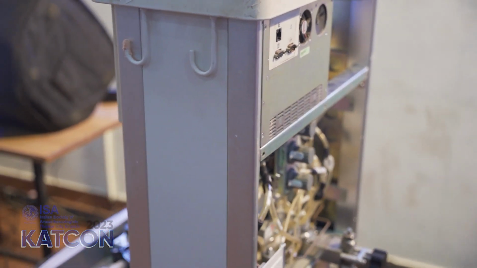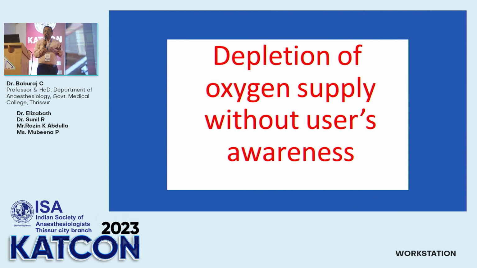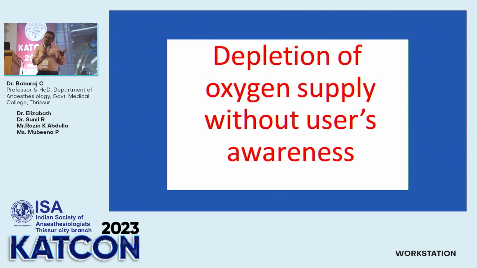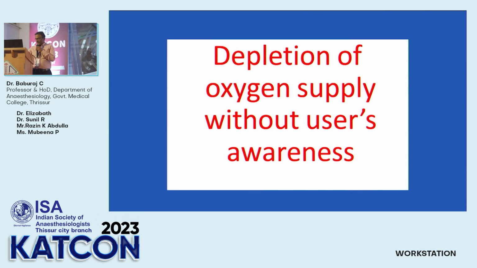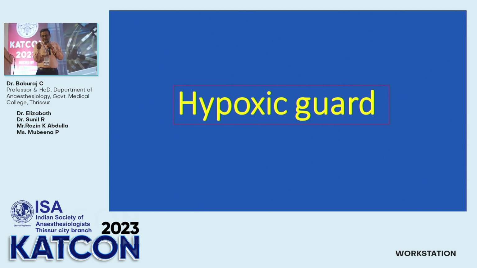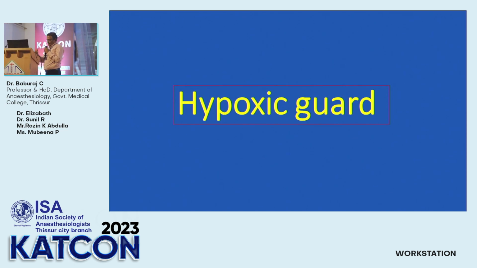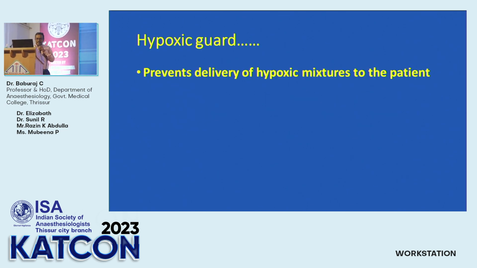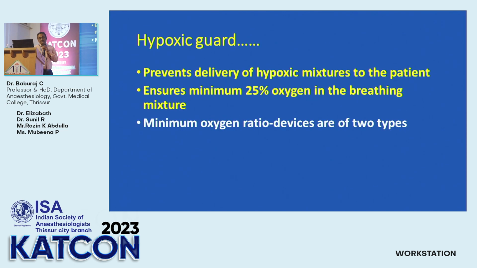This is a serious thing, right? Oxygen is depleted and the user is not aware. What can happen? Hypoxia, cardiac arrest, finally brain damage, and a lot of litigation. So you need to prevent it. With the older machine, it was not possible. You could give nitrous oxide 100%. So the hypoxic guard has been introduced, and Sunil already said there are two types of hypoxic guard.